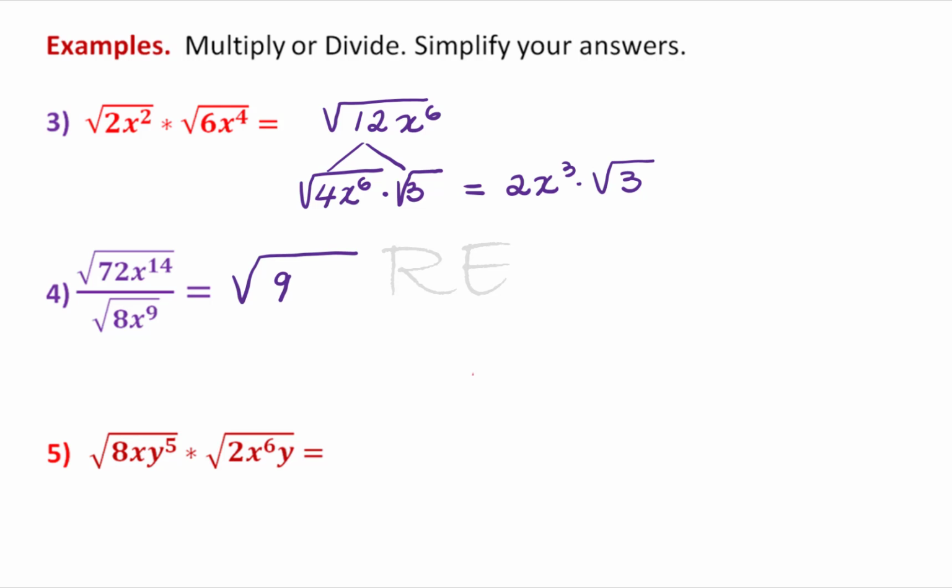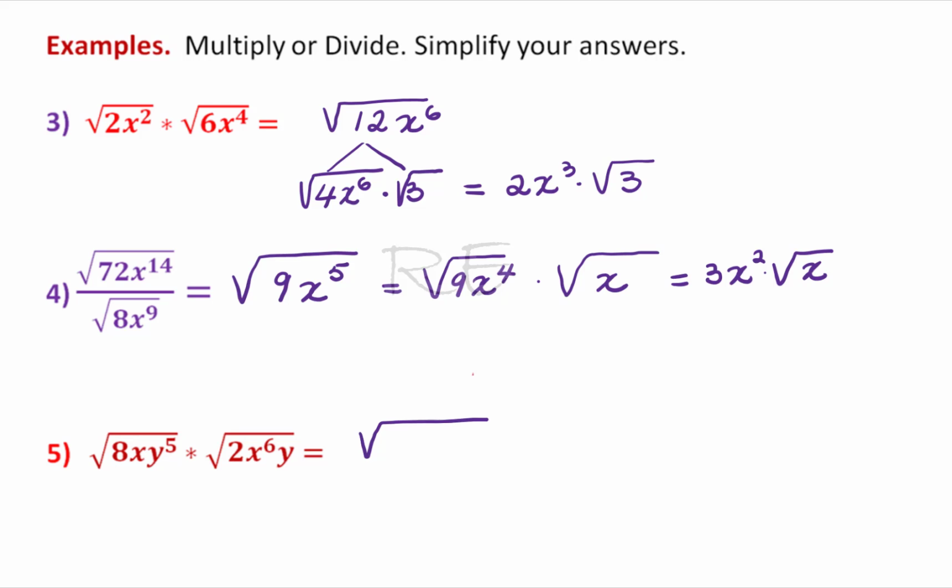We put everything together. 72 divided by 8 is 9. X to the 14th over x to the 9th, x to the 5th. 9x to the 4th is perfect. We're left with x as a factor. The square root of 9x to the 4th is equal to 3x squared. The answer is 3x squared times the square root of x.